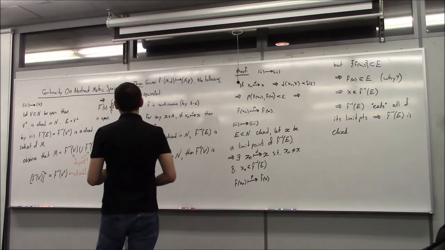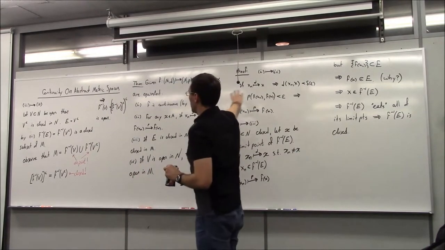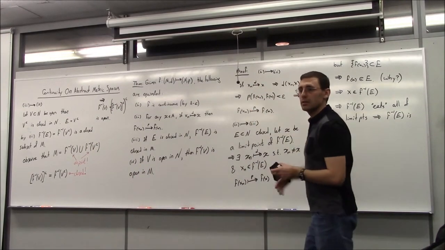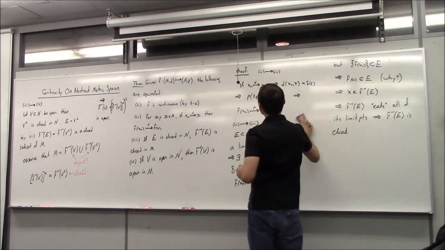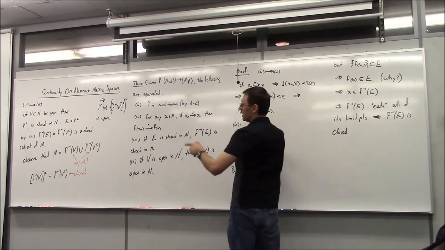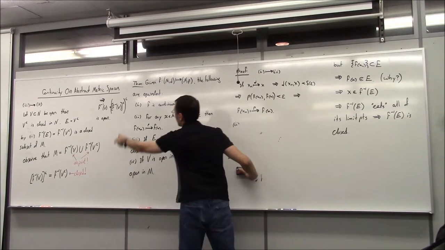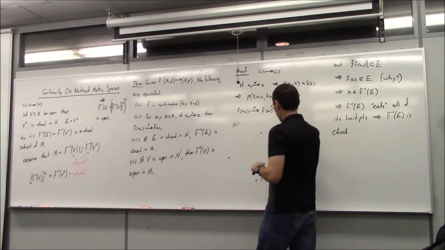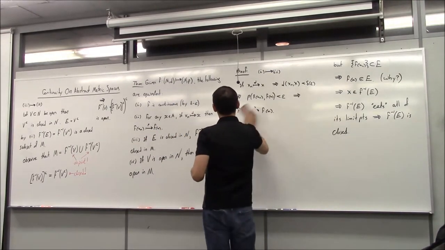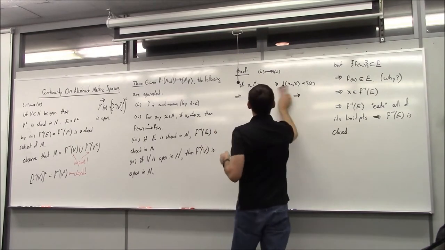Okay, so I want to still keep the statements here. I'm going to erase this part of the board. Finally, I want to go and say that 4 implies 1. In fact, 4 seems stronger than 1.